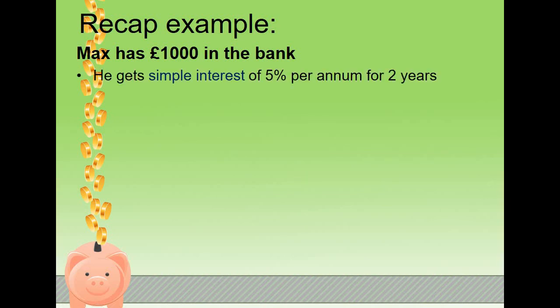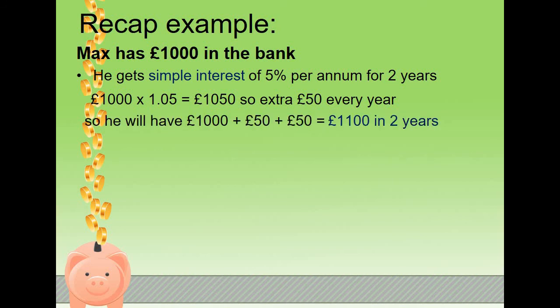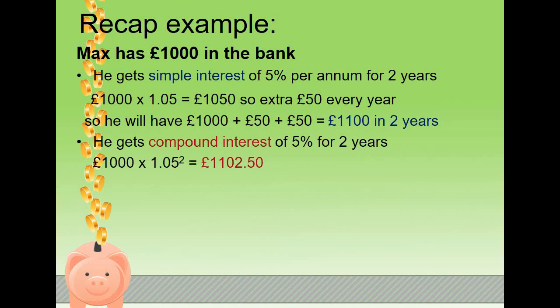Max has £1,000 in the bank. If he gets simple interest of 5% per year, he will multiply by 1.05 because we've added on 5%, and that works out as an extra £50 every year. So the following year he'd add on another £50. And indeed, if he kept his money in there for 3 years, it would earn another £50, and so on. That amount would be the same. If it's compound interest, however, we would multiply by 1.05 to the power of 2, because he's keeping it in there for 2 years. So at the end of 2 years, he'd have £1,102.50.